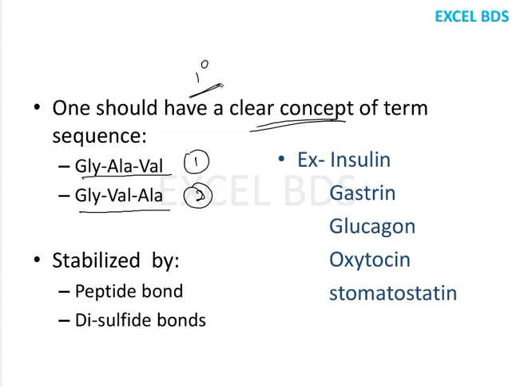What are the bonds stabilizing the primary structure? That is the peptide bond and disulfide bond, which can be an important short answer question in the exam. They'll also ask you for examples of the primary structure, which include insulin, gastrin, glucagon, oxytocin, somatostatin, and what are the bonds stabilizing the primary structure? Peptide bond and disulfide bond.